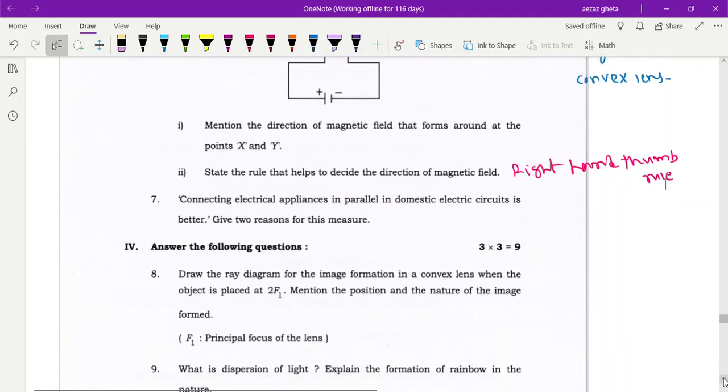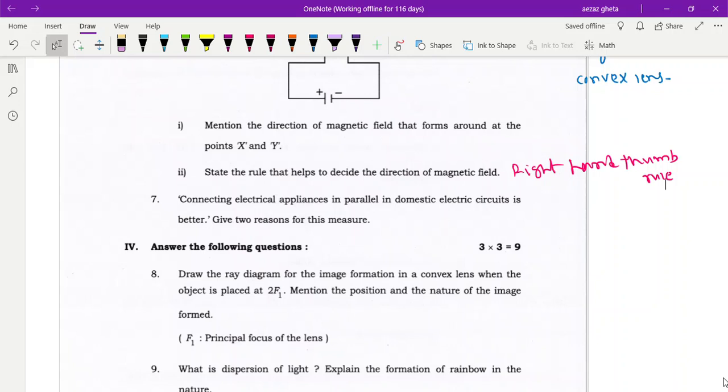Connecting electrical appliances in parallel in a domestic electric circuit is better. Always connect electric appliances in parallel in a domestic electric circuit, because if one of the appliances fails, the others will work. If any one is not working, the others will work. This is the first point you will write.